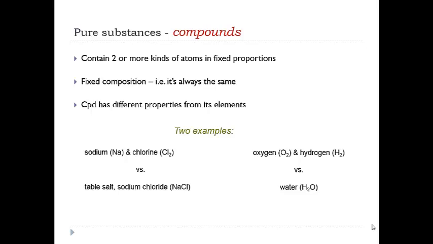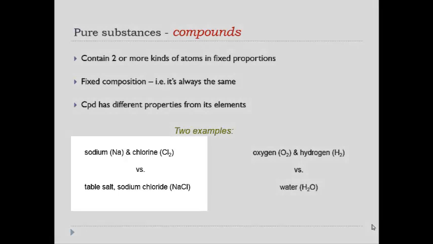The second type of pure substance is a compound, and compounds contain two or more kinds of atoms in fixed proportions. A compound has a fixed composition. In other words, it is always the same. And another thing about a compound is that it has different properties from its elements.